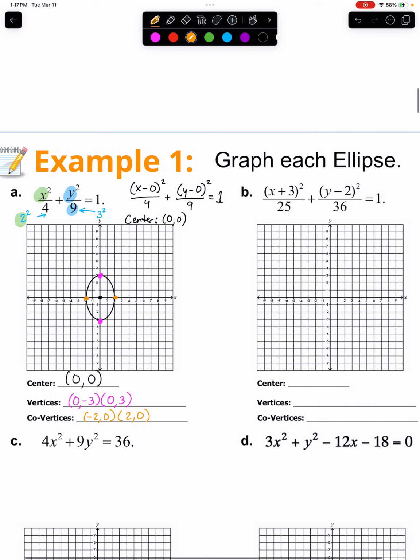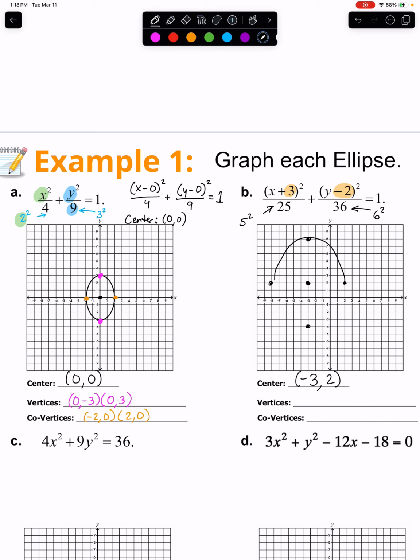So the center here is going to be HK. So we're going to have our center at negative 3, 2. There's my center. And now I'm going to look and say, oh, this is 5 squared and this is 6 squared. So my x-axis, that's my left and right, I am going by a gap of 5. And my y-axis, I'm moving by a gap of 6.